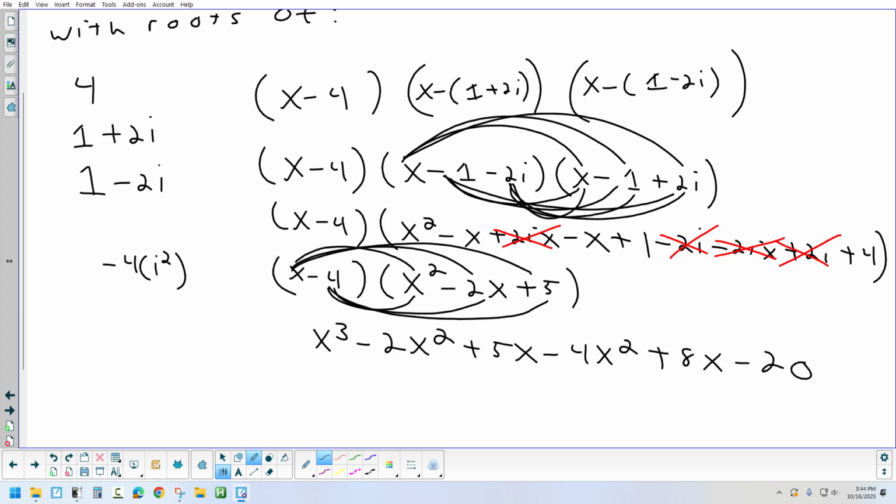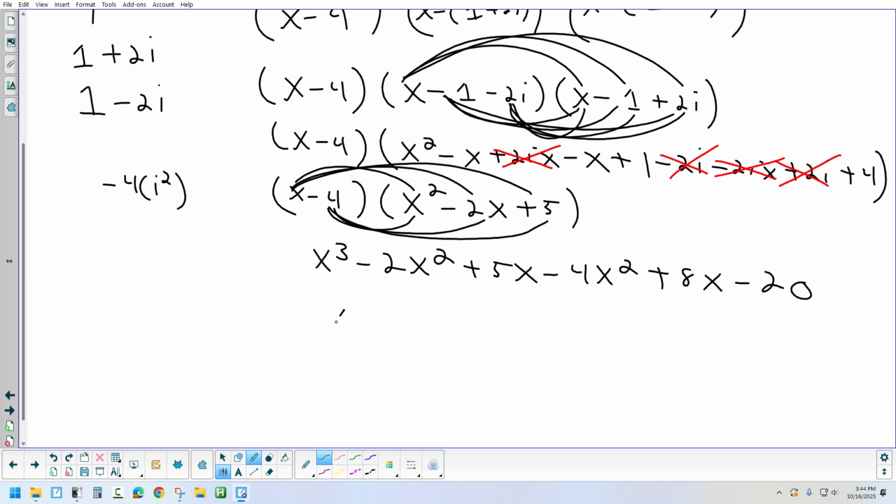Combine your like terms, and that's going to be our answer. So x cubed. What about the x squareds? Minus 6x squared. Yep. The x's? Plus 13x.